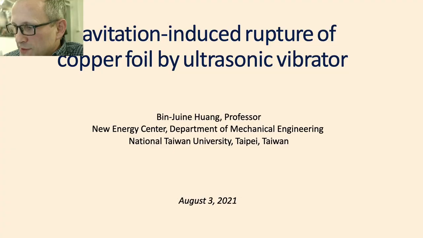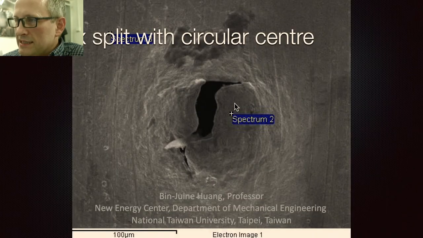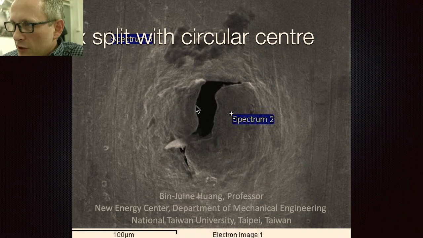And we're not the only people to observe this. I've talked about Min-Juin Huang, Professor of New Energy Center, Department of Mechanical Engineering, National Taiwan University. And he observed this, and it's very, very clear on this. You have the rounder section in the middle, and you have the sort of, this is the bar, and this is the thing that leads out to the spiral.